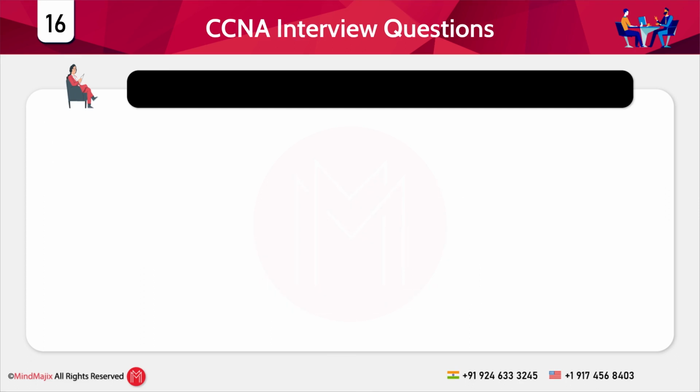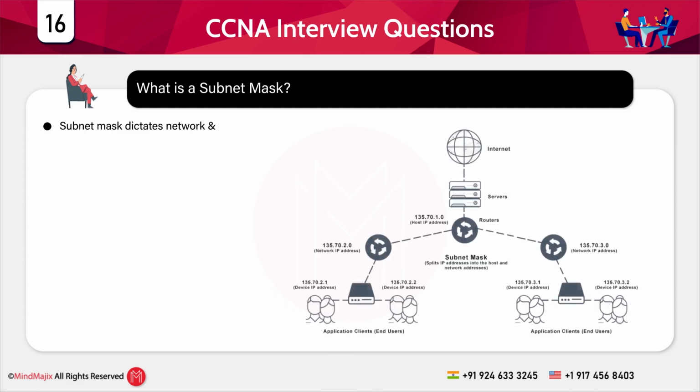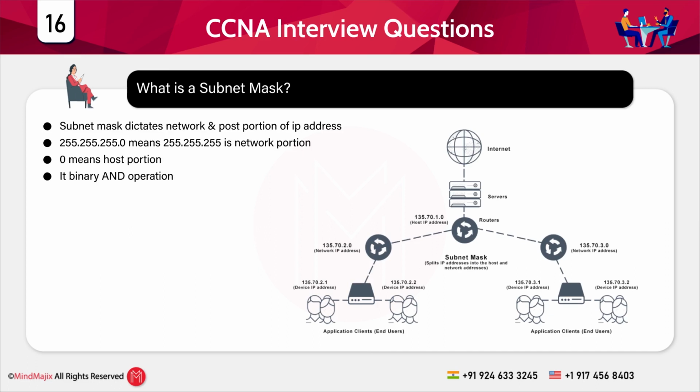Next important question in our discussion is subnet mask. So subnet mask dictates which portion is the network portion and which is the host portion of an IP address. So if we take an example like 255.255.255.0, it means 255.255.255 is the network portion and 0 means the host portion here.